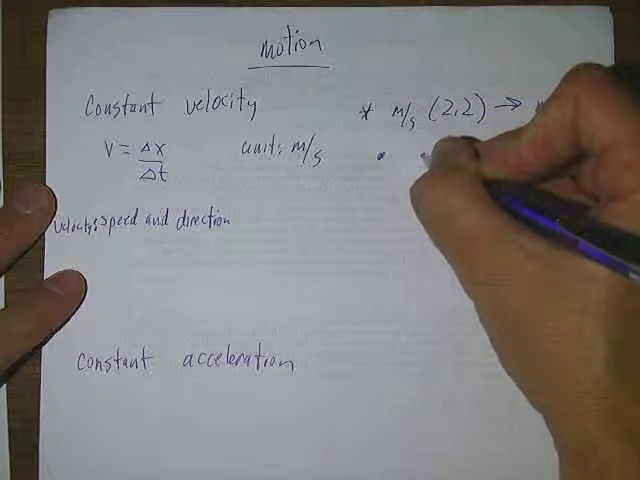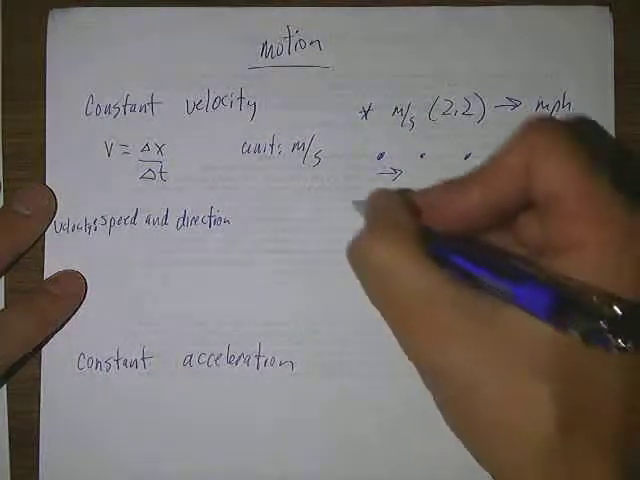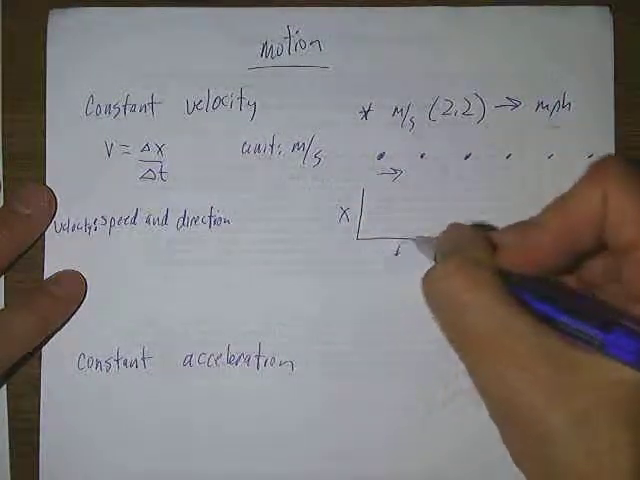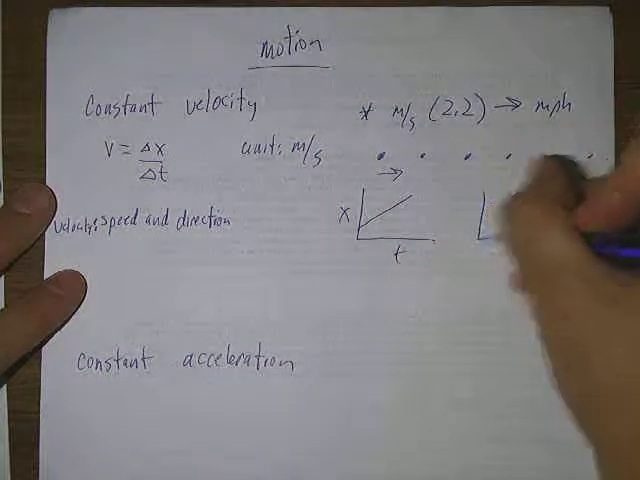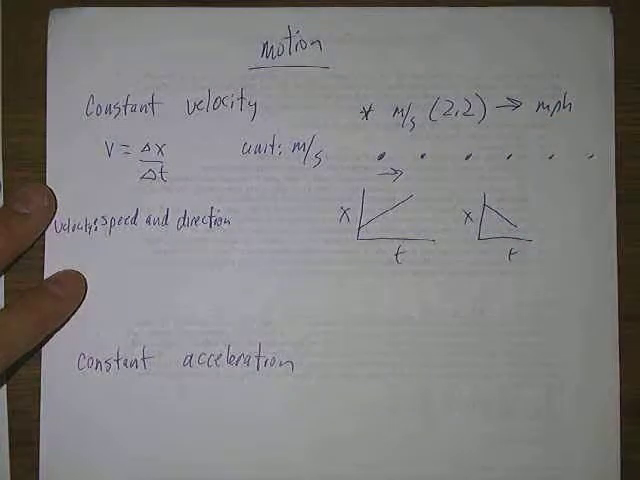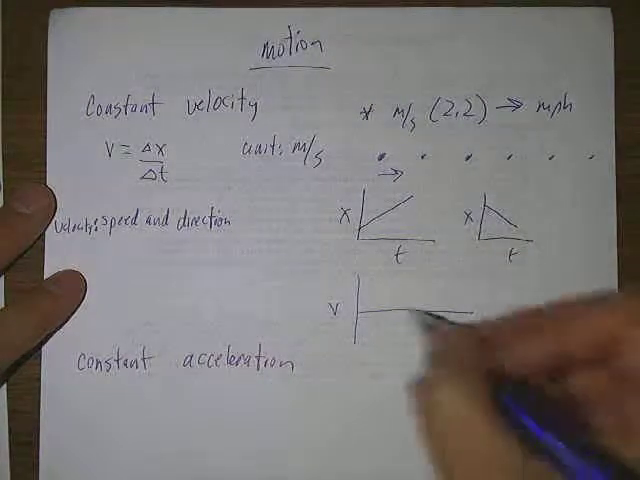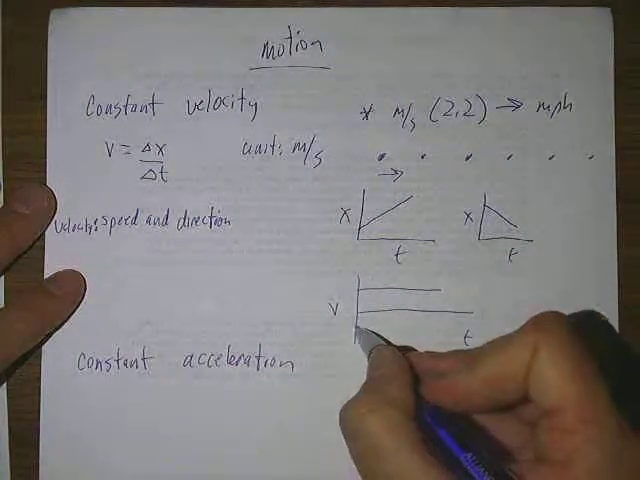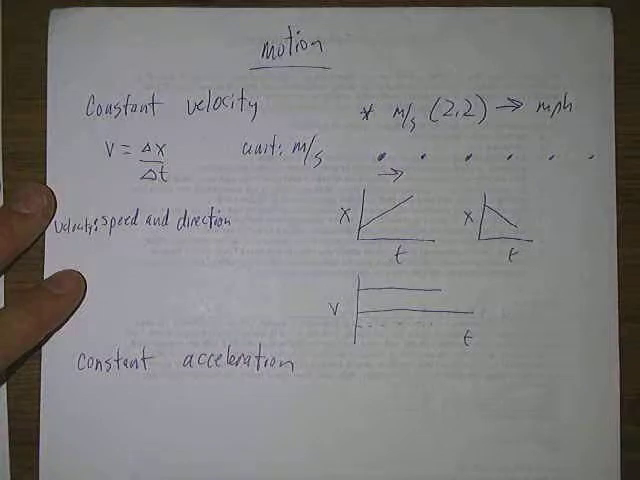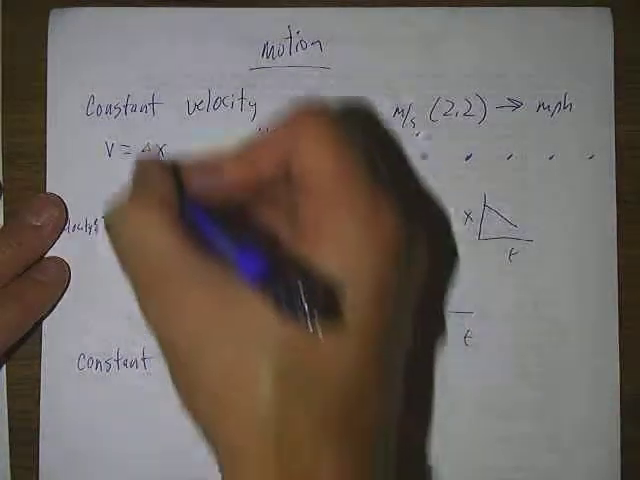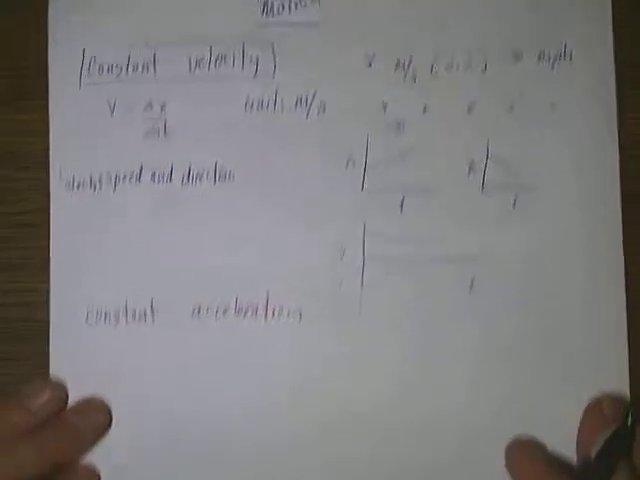For constant velocity, when we did a motion map, that would look like even spacing. When we did a position time graph, that would look like a constant slope. It could also be downhill. It didn't have to be that way. When we did a velocity time graph, that meant the velocity was staying the same. So it was something like this, or it could be a line down here too. So the height would stay the same on that. So that was constant velocity.